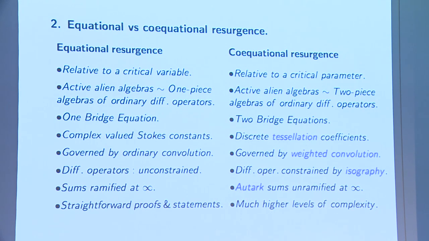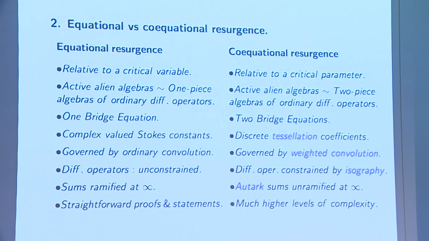Then in equational resurgence, as I said, all the work, all the proving has to be done in the convolution model. But with equational resurgence, convolution is ordinary convolution. For coequational resurgence, it is not a binary operation, but a multiple convolution and a weighted one. There are weights attached to it. And it is a much more, quite different operation.